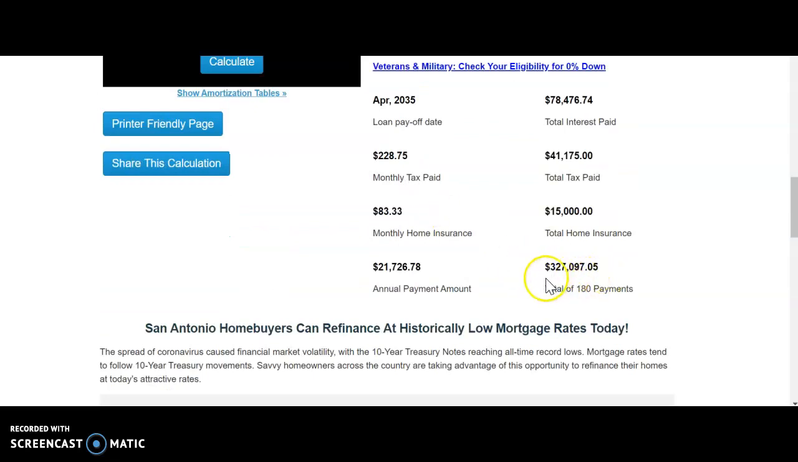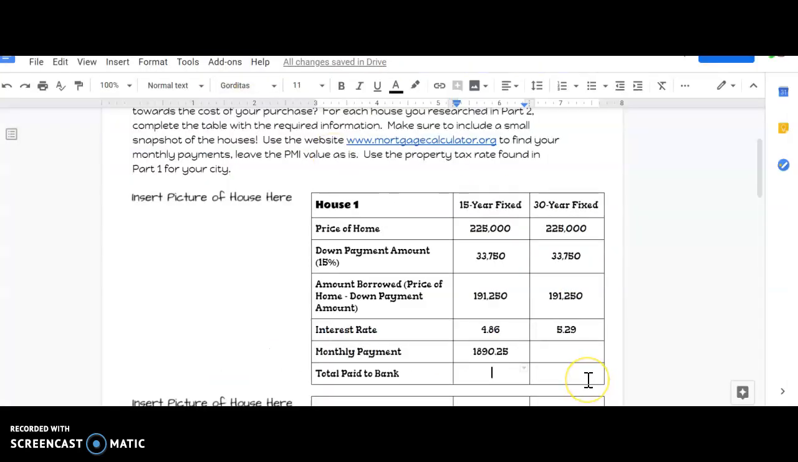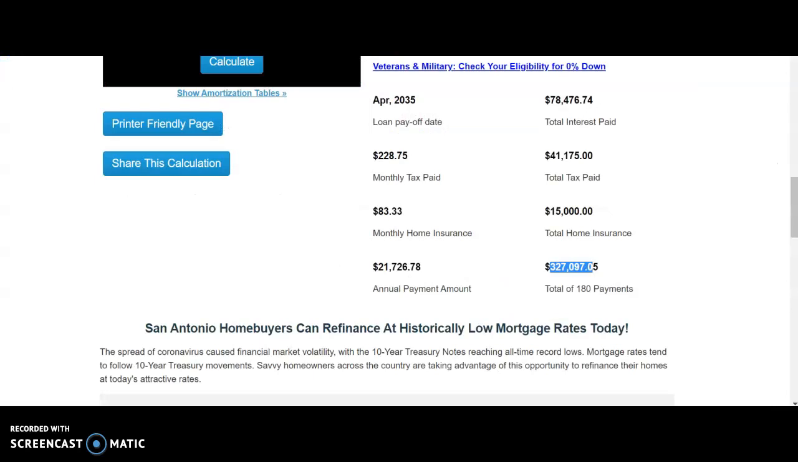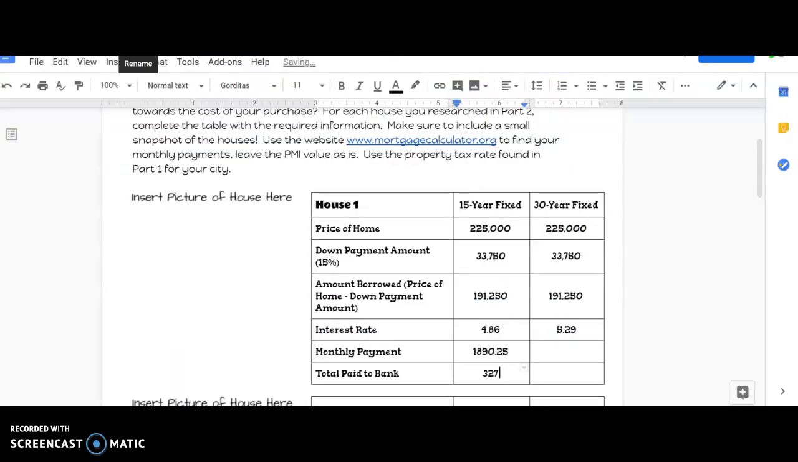So we're actually going to end up paying $327,970 if you look down here. It says total of 180 payments, so 15 times 12 is 180. Okay, so you can see we ended up paying a lot more.